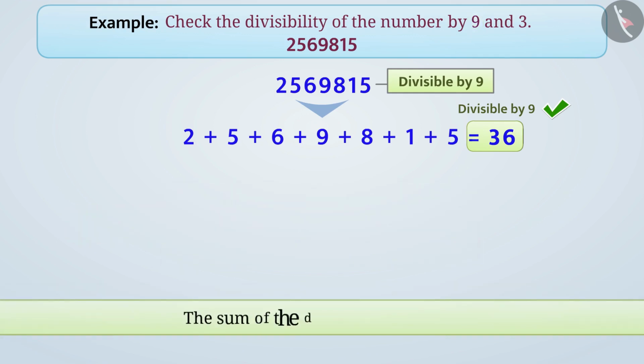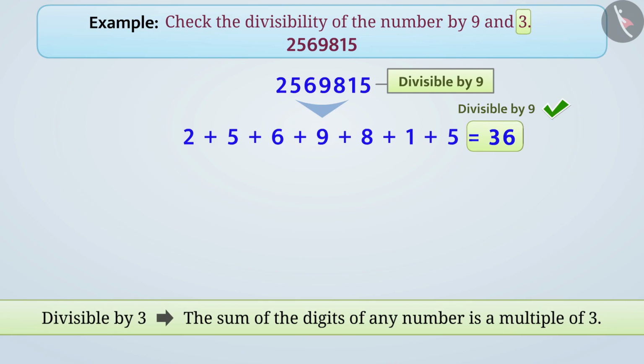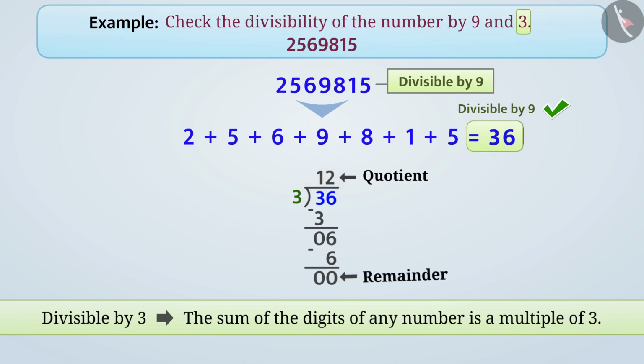Similarly, if the sum of the digits of any number is a multiple of 3, then that number is divisible by 3. Therefore, the sum of digits of the number is 36. Dividing 36 by 3 gives us quotient 12 and the remainder is 0. Hence, the sum 36 is divisible by 3. Since 36 is divisible by 3, the number 25,69,815 is also divisible by 3.